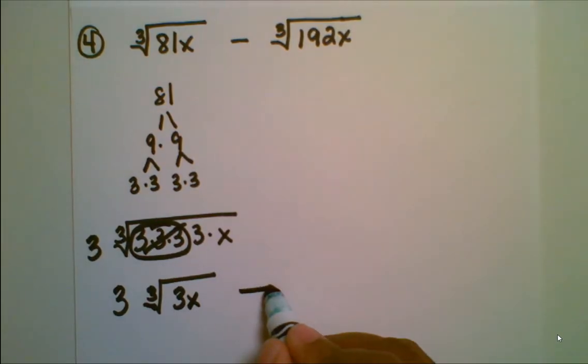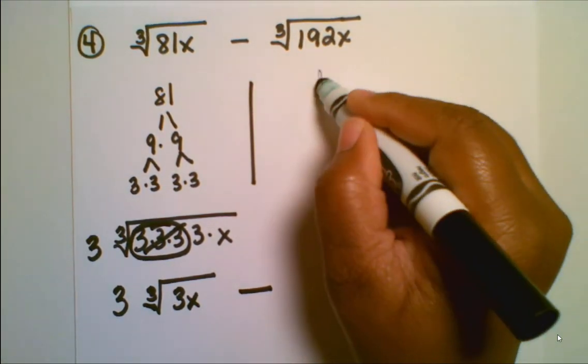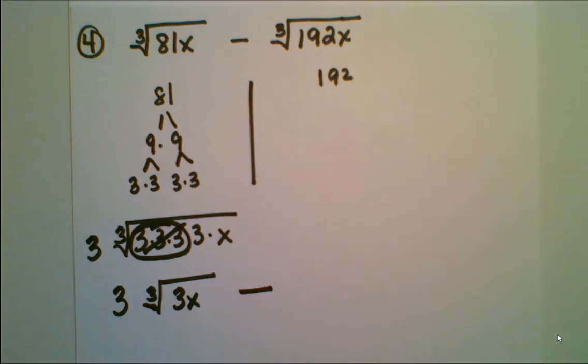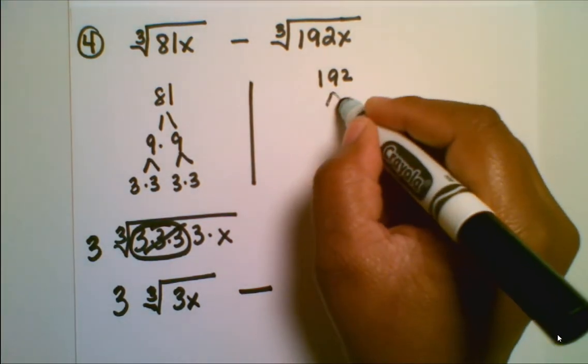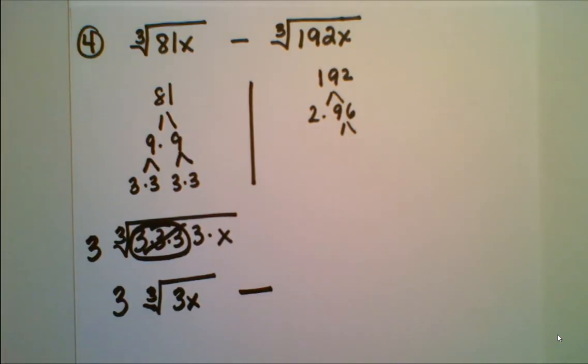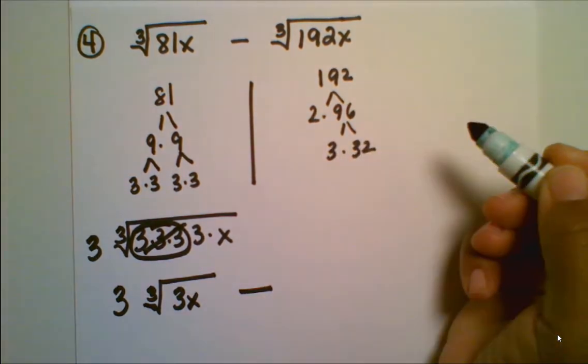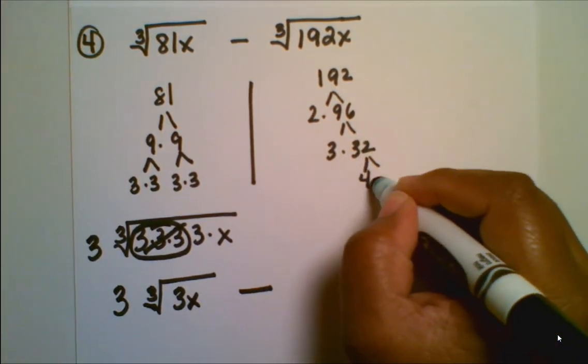Then I'm going to put minus. And let's look at the cube root of 192x. Let's just look at 192. And let's write the prime factorizations. We have here 2 times 96. I'm going to break down 96. We have 3 times 32. And we have 4 and 8.